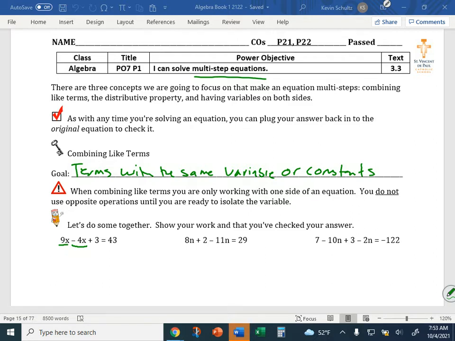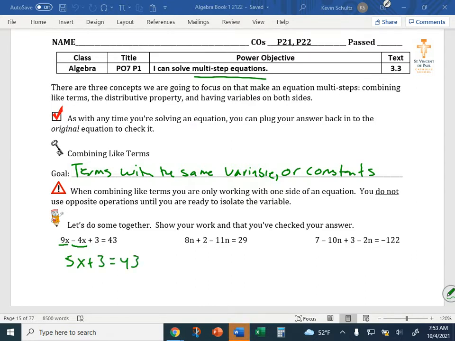I should put a comma, because terms can't have the same constant: terms with the same variable, comma, or constants. Separate those. So 9x minus 4x plus 3 equals 43. We've identified 9x and negative 4x. How would we combine those? Alex, how many x's do we have? 5, right?